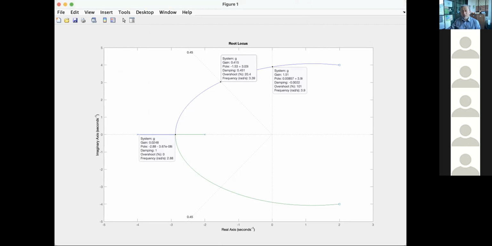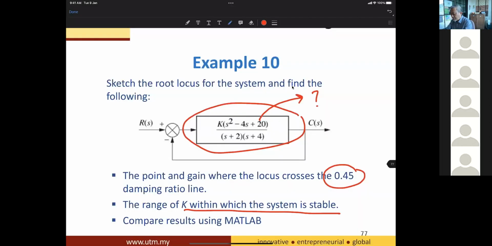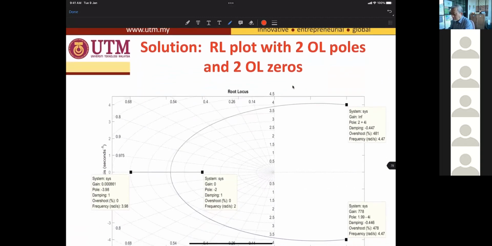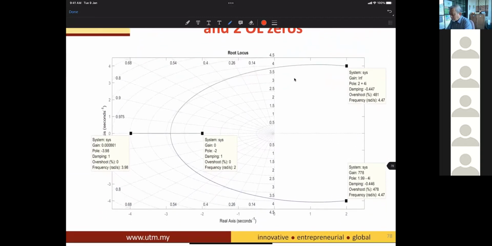Right, so come back to the slide. I hope everybody understand. Okay. So this is the plot just now. Okay.